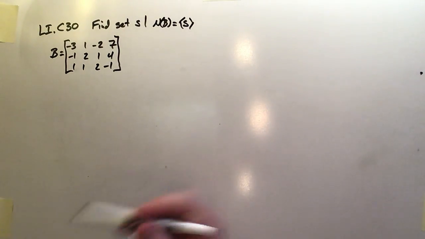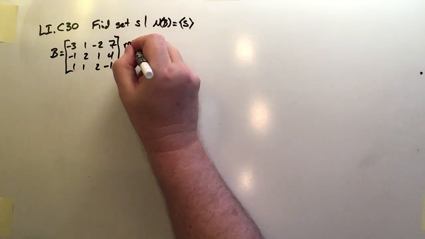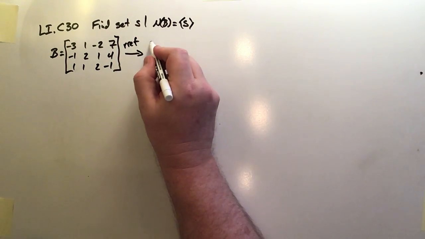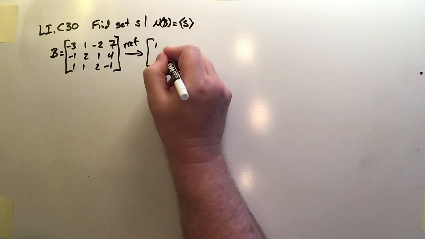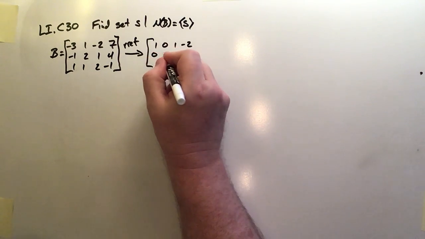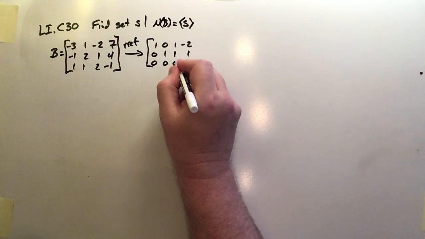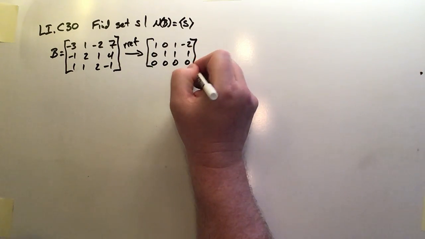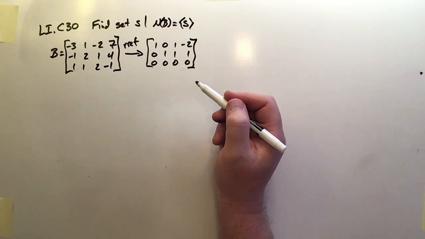This is kind of a repetition of a few things we've done in earlier examples. So the RREF for this guy is equal to 1, 0, 1, negative 2, 0, 1, 1, 1, and 0, 0, 0, 0. So this one does not have a trivial null set. It's got a more interesting one.